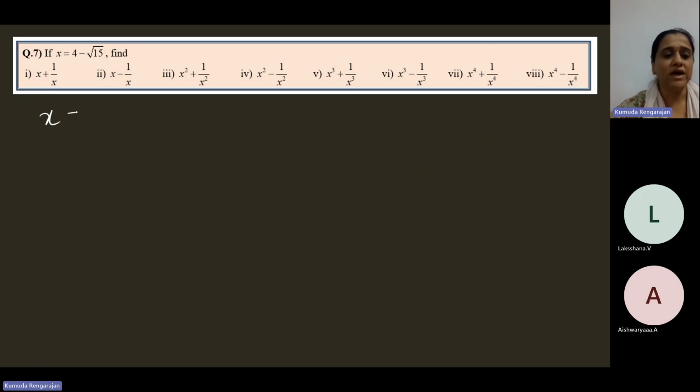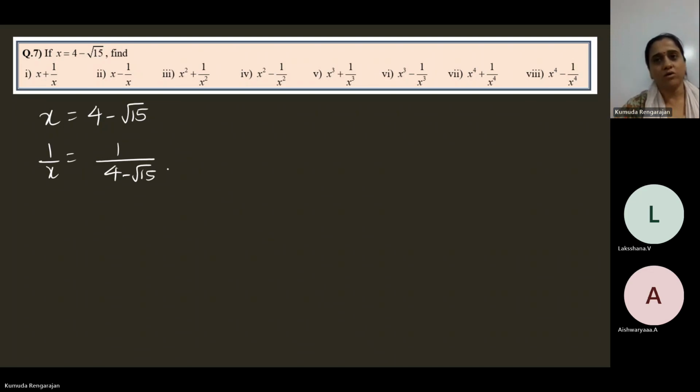So what is x? X is 4 minus root 15, correct? You need to focus. What is x? 4 minus root 15. Now, 1 by x is 1 by 4 minus root 15, correct? Whenever the denominator is irrational, rationalize it. Nobody will tell you. You see that the denominator is irrational, so rationalize it.